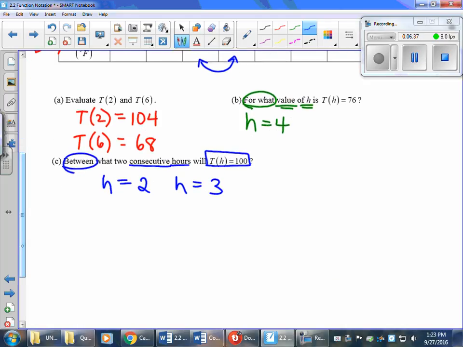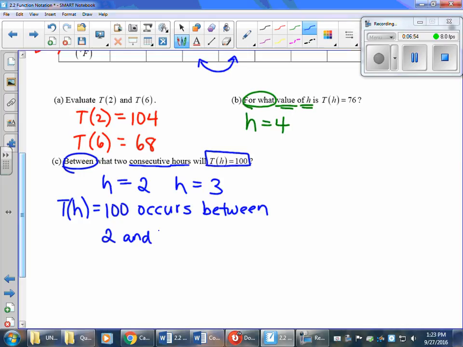So if you wanted to write that out, you would say T of h equals 100 occurs between 2 and 3 hours. Being able to explain your answer is really almost as important as being able to find the answer.